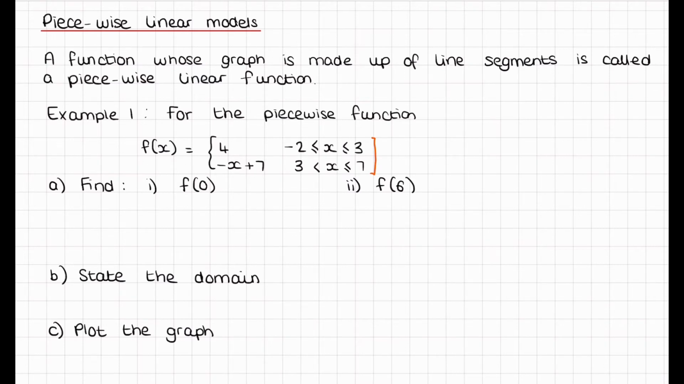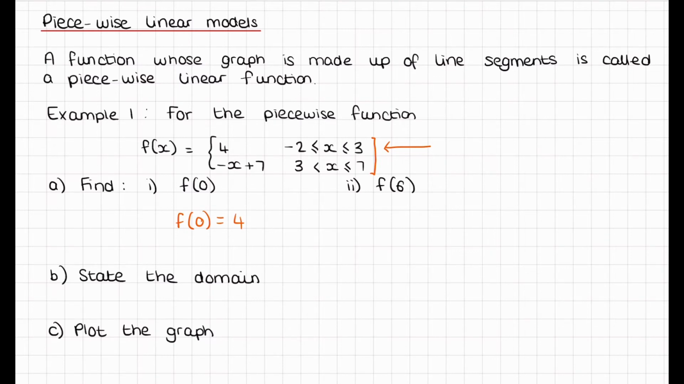Part A in this question, we want to find f at 0, so when x is 0. First thing we want to look at is which equation, when x is 0, does it come under? It comes under this first one, because the domain of the first function is between negative 2 and 3, and 0 is between that. Now, a function of just 4 means for any x value, the answer is 4. So that's really easy. f of 0 equals 4.